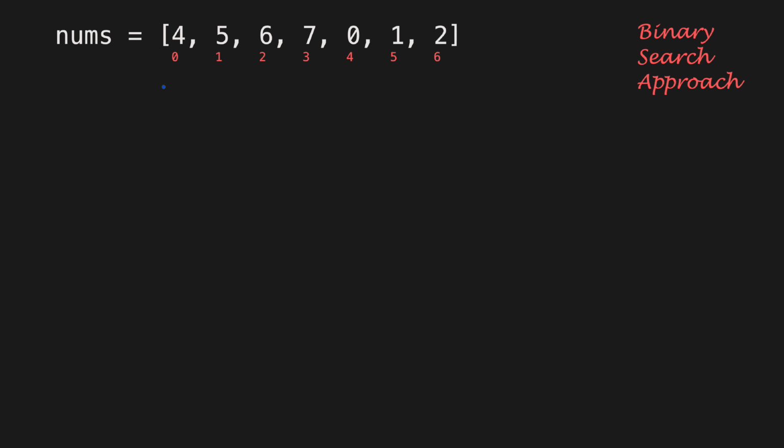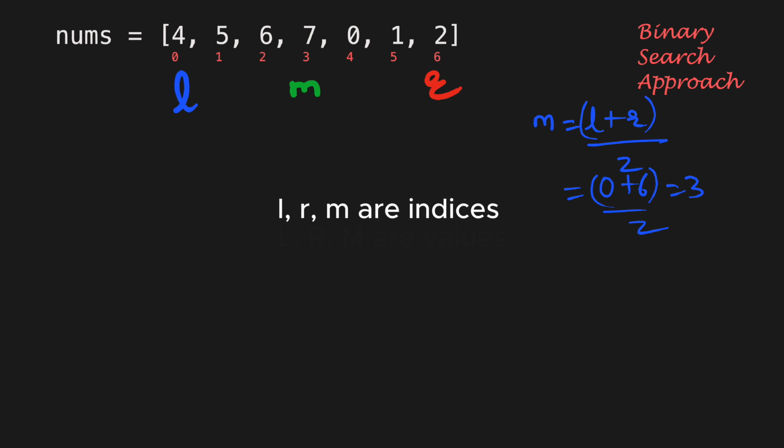Now, similar to classic or traditional binary search, we start the search with 2 pointers, left and right, at either end of the array, defining the current search space, which initially spans the entire array. Then we calculate the midpoint between these two ends, which is equal to L plus R by 2. Here L is 0 and R is 6. So midpoint will be equal to 0 plus 6 by 2 equal to 3. I am denoting indices L, R and M in the lower case and the values at these indices in capital.